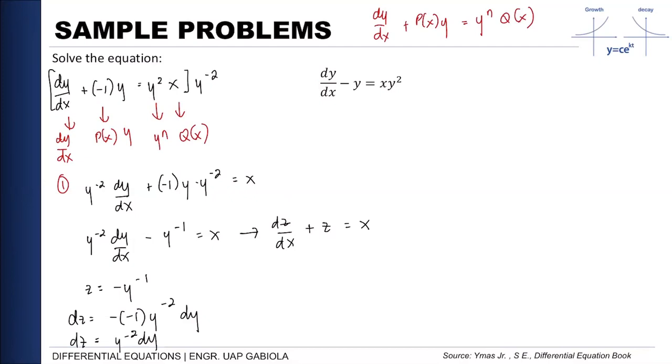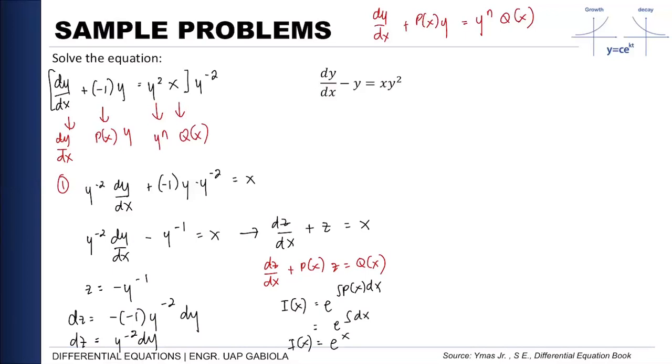So parang naging form natin ngayon is dz over dx plus p of x z is equals to q of x. Kaya siya linear in z. Ngayon, since ganyan na yung form natin, paano makukuha yung integrating factor? Integrating factor will be equal sa e raised to integral of p of x dx. 1 lang yung coefficient natin, so that is dx. Okay? Or e raised to x.